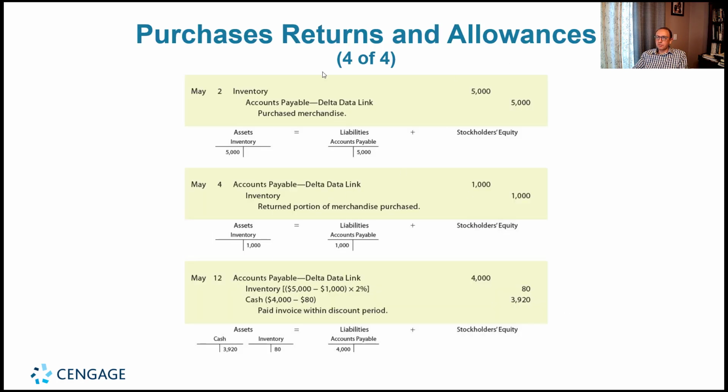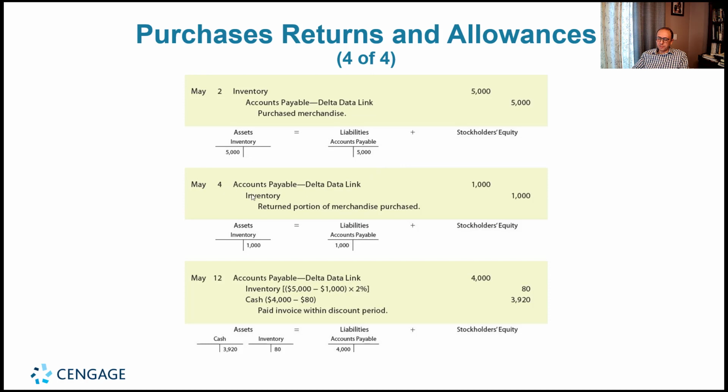As you can see here, the first transaction is very traditional. We debit inventory and credit accounts payable, since it's on account, for the full amount of $5,000. Nothing new here. Inventory is an asset, it's going up. Accounts payable is a liability, also going up, but it goes on the credit side.